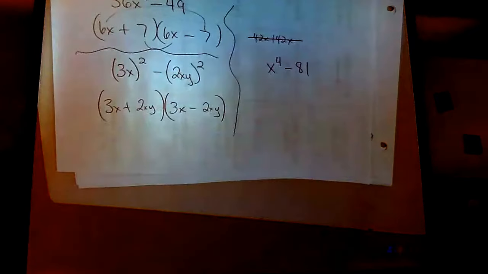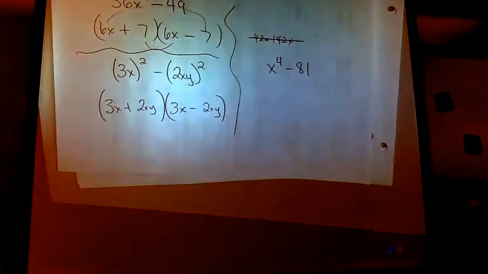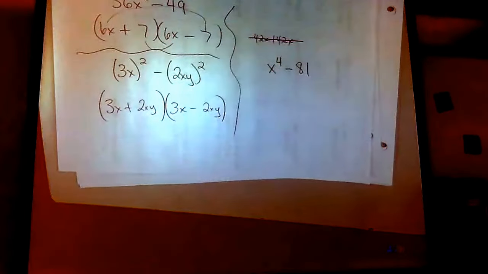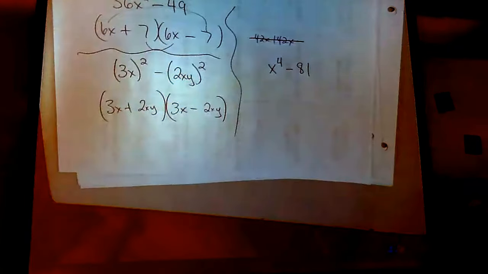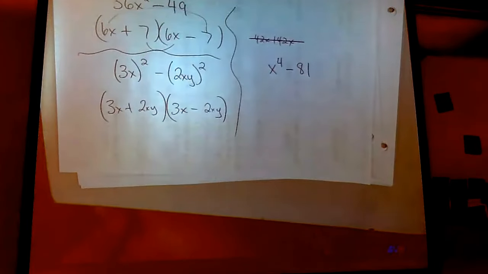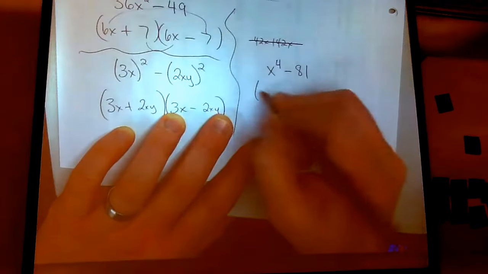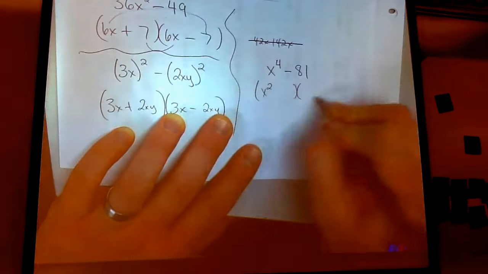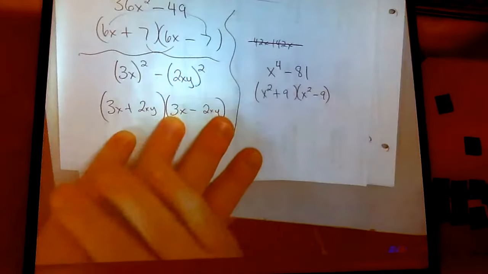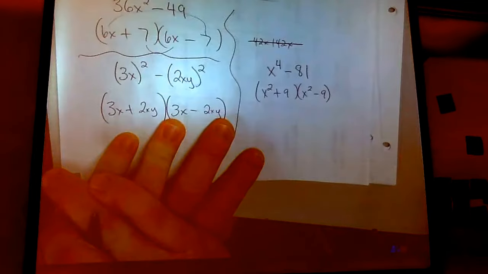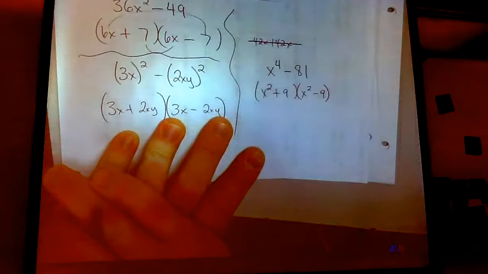Try it real quick. Got it? I think so. You get? Sure. x squared plus 9, x squared minus 9. Oh, so close. Why'd you go? No? You don't know?